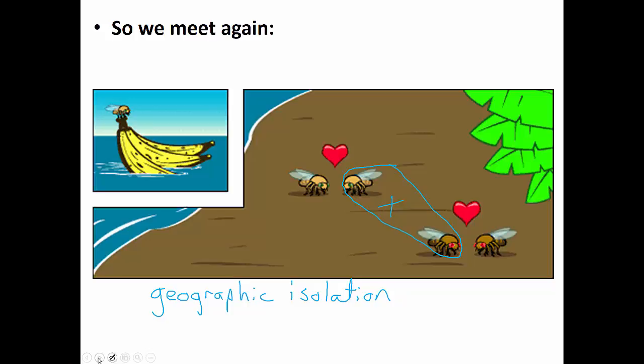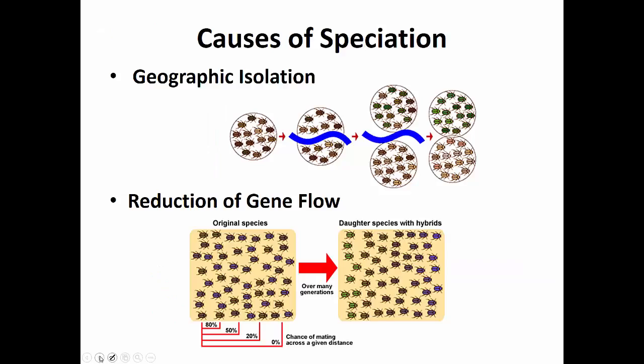So let's recap here. The causes of speciation. Number one cause is geographic isolation, like the fruit flies. The scientists think geographic isolation is the common way for things to happen, or the common cause, if you want to say that.